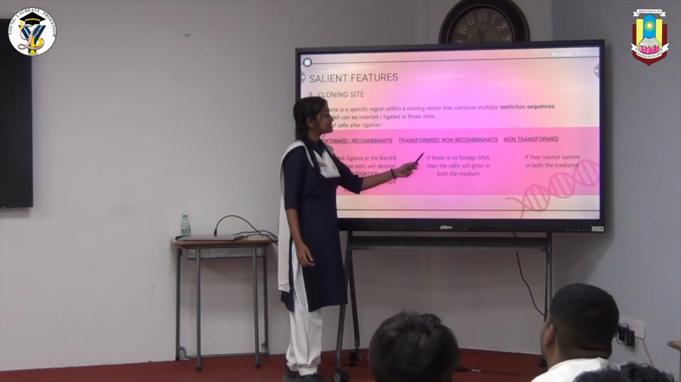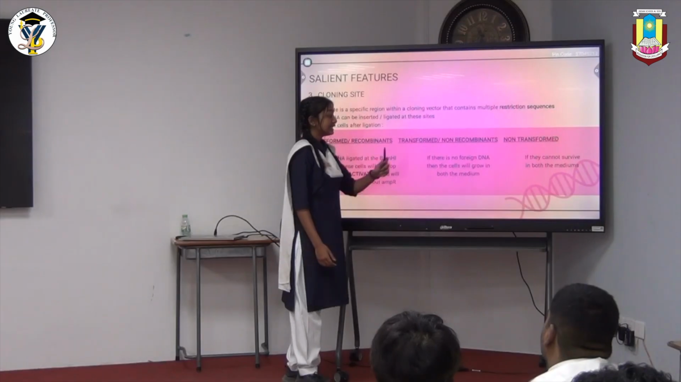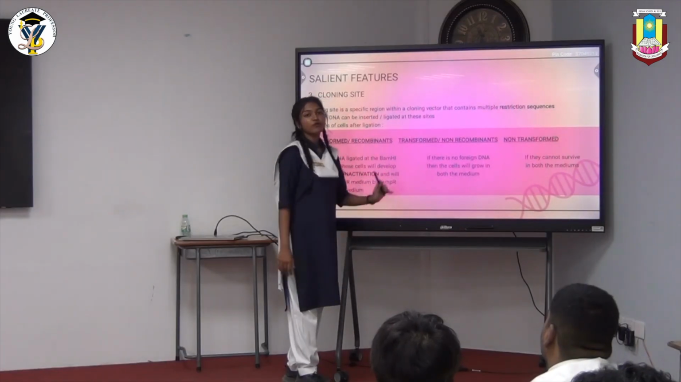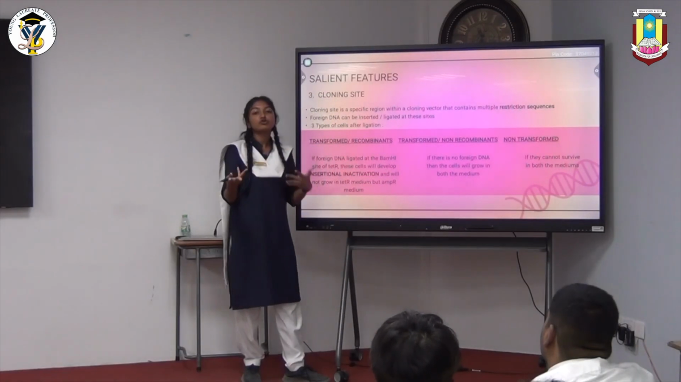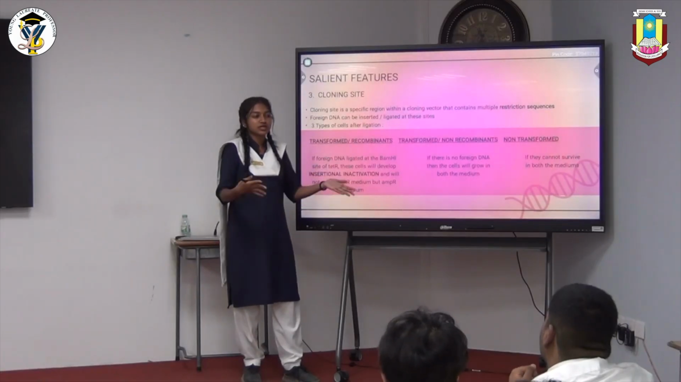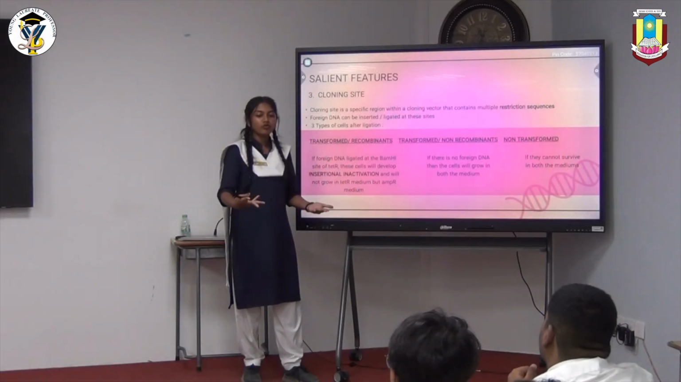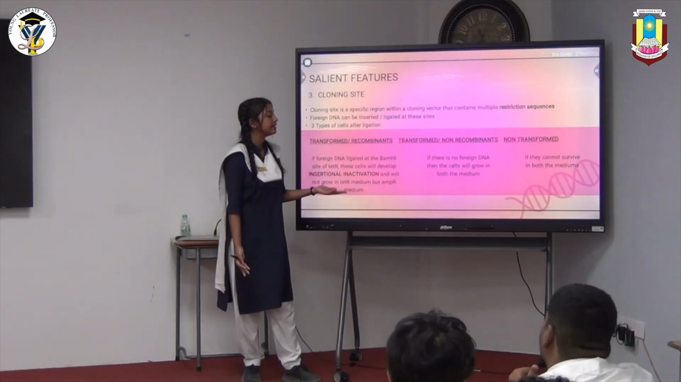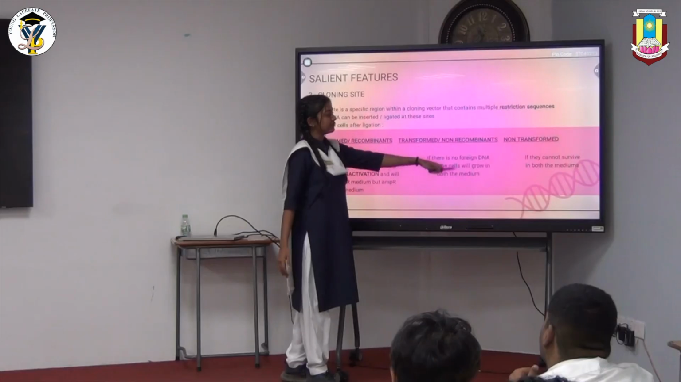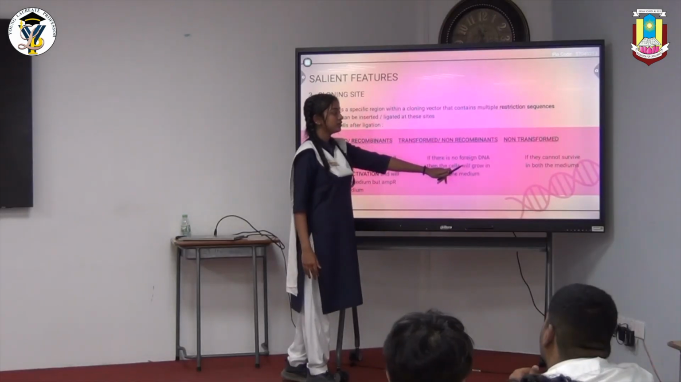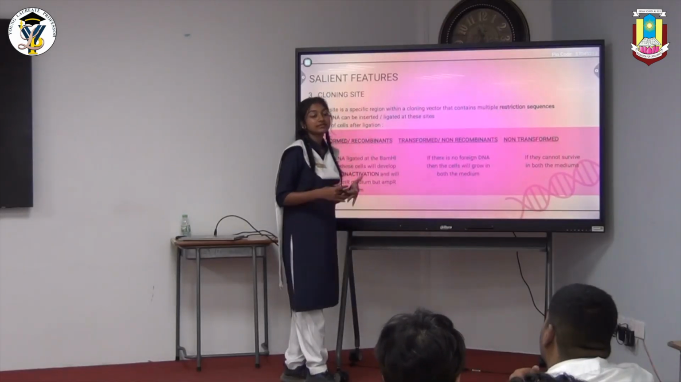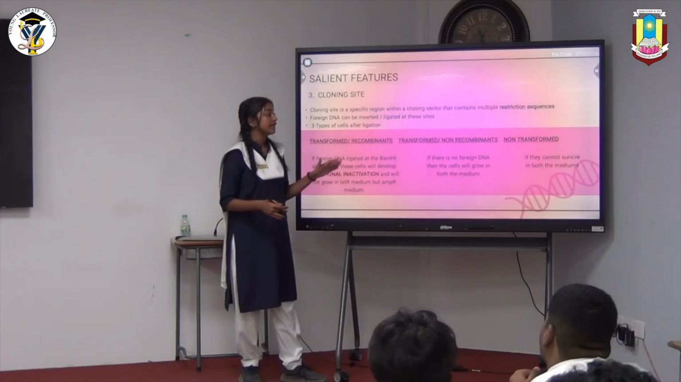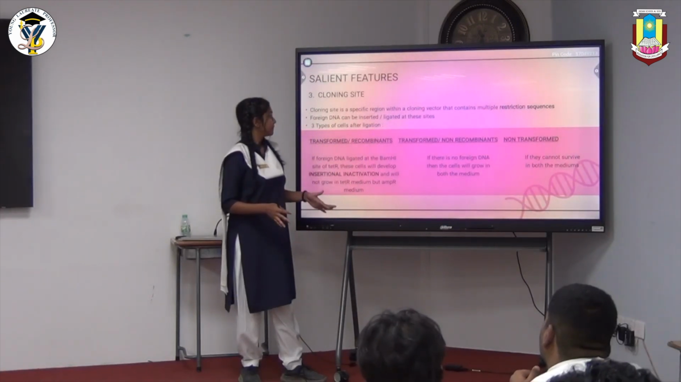Then we come to the transformed non-recombinants. They don't pick up the foreign DNA. Therefore, they are allowed to grow in both the mediums. They would grow in both ampicillin containing medium as well as tetracycline containing medium. Then lastly, we are coming up to the non-transformed. Here, these cells cannot survive in either of the two mediums given.